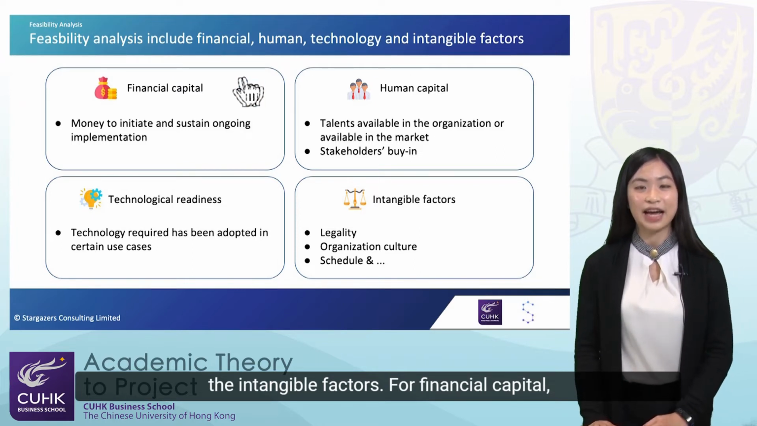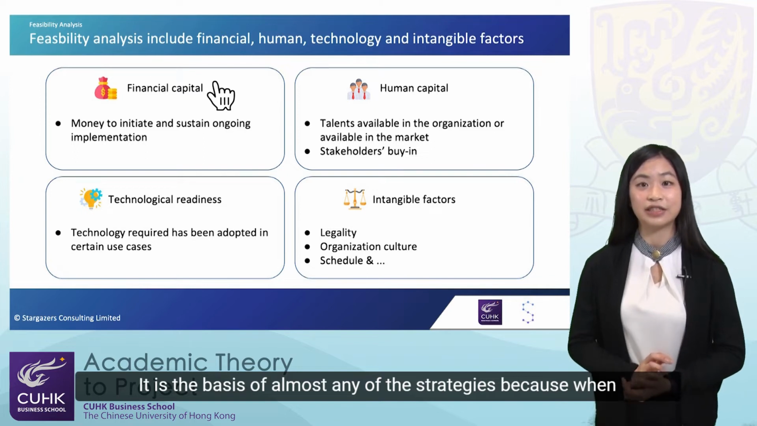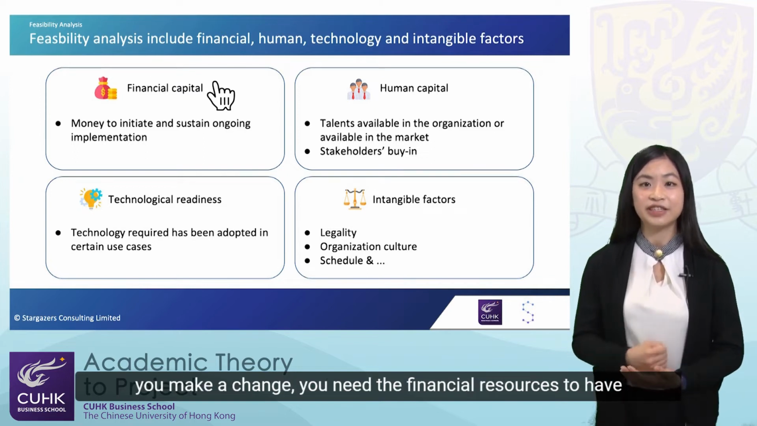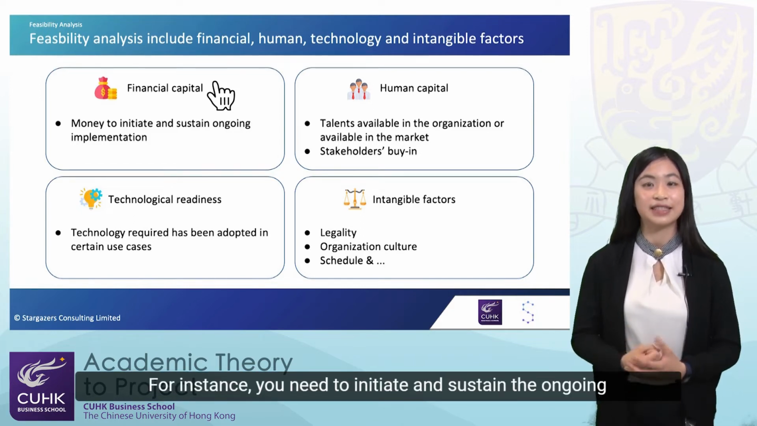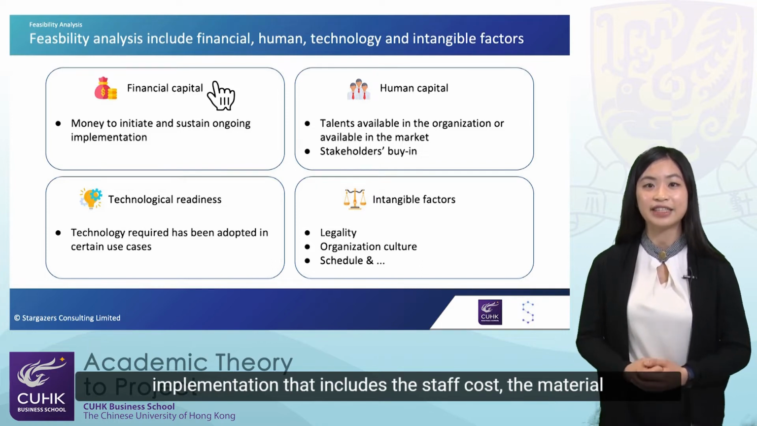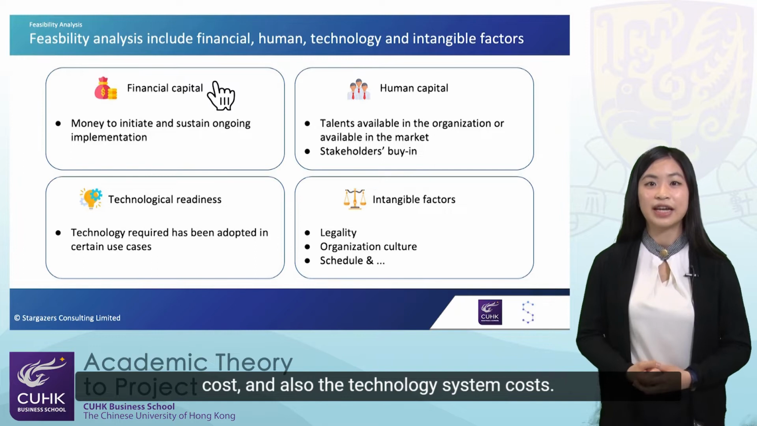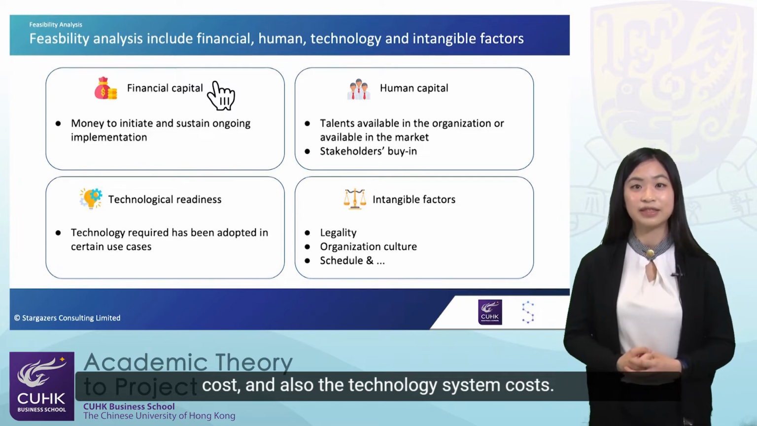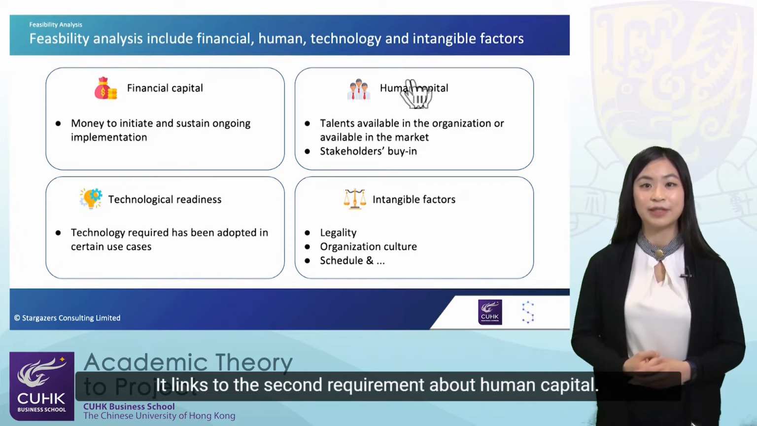For financial capital, it is the basis of almost any of the strategies because when you make a change, you need the financial resources to have it done. For instance, you need to initiate and sustain the ongoing implementation. That includes the staff cost, the material cost, and also the technology system cost. It links to the second requirement about human capital.